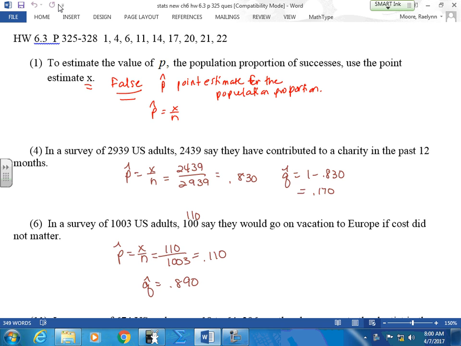Okay, so to estimate the value of your P, which is your population proportion, you use a point estimate of X. False. What is your point estimate for a proportion? P hat. Good. My X bar is my point estimate for my mean. P hat is my point estimate for my sample.